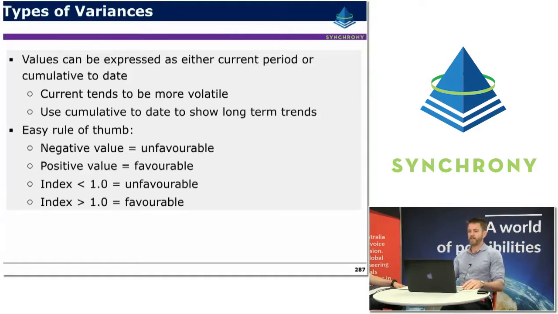So some of the types of variances that you can have: values can be expressed as either current period or cumulative to date. Current trends tend to be more volatile, so your earned value data for the current period will tend to be up and down quite a bit, whereas the cumulative data to date tends to be a lot more stable and tends to show long-term trends. Just as an easy rule of thumb, as we've already mentioned, negative values for variance are unfavourable, positive values are favourable. And when we're talking about indexes such as SPI and CPI, less than 1 is unfavourable, where greater than 1 is favourable.